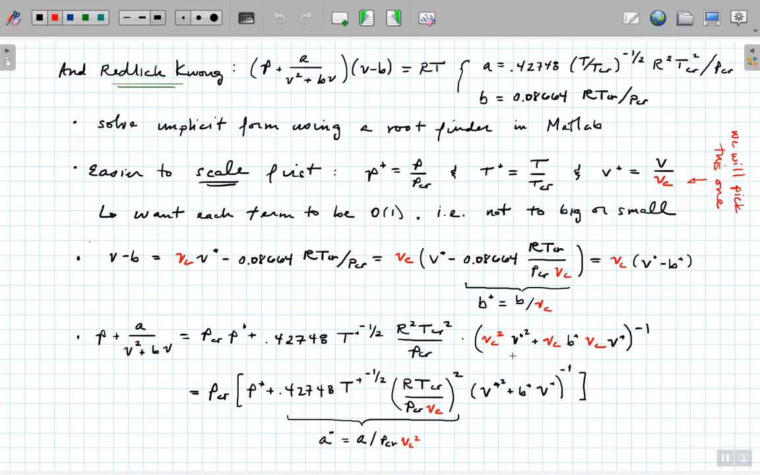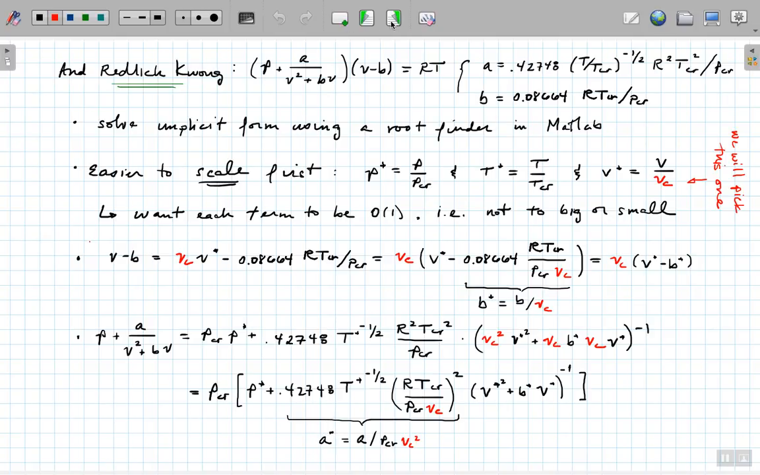Again, we can factor out a VC squared in the basement here. And we get another expression, where we can write a, divided by previously V squared plus bV, now as divided by V star squared plus B star times V star. We're going to call this A star, and it's just a over P critical VC squared. Notice we're dividing a by a quantity that has similar units. a had units of pressure times volume squared, so we're dividing by the pressure scaling and the volume scaling squared to get an A star.